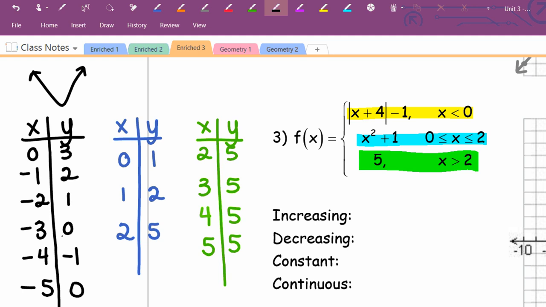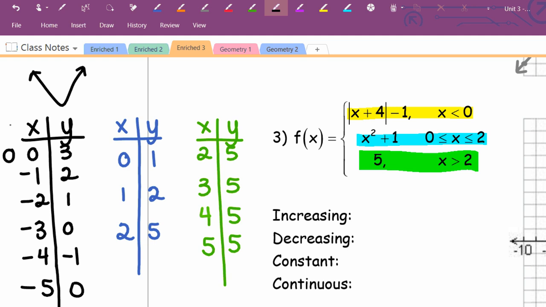So now we've got one last thing to figure out, what's getting open and closed circles. So what about the yellow graph at 0? Is that an open or a closed? What would you say? For the yellow graph at the point 0, 3, would that point be open or closed? It's open because the 0 is not included there.